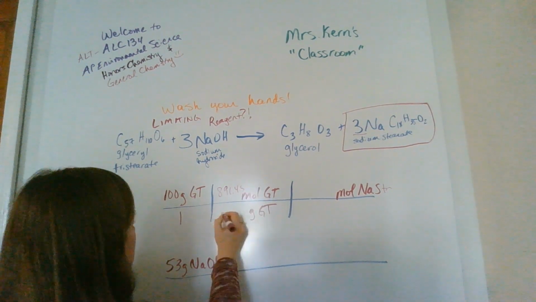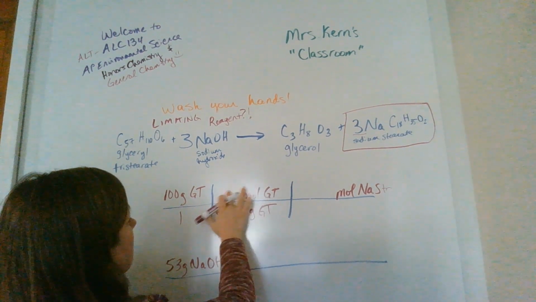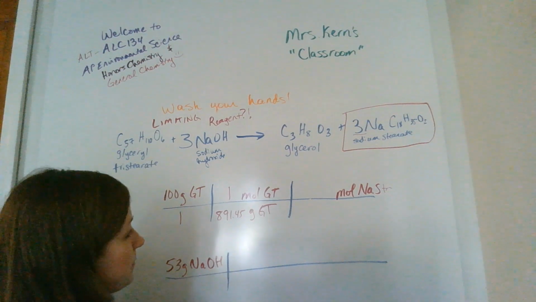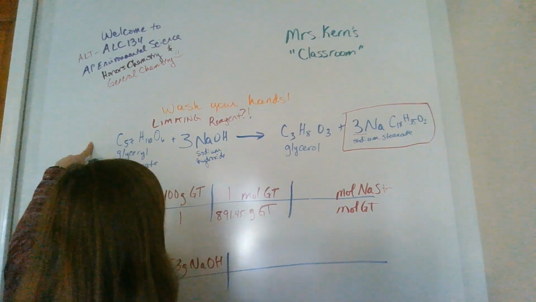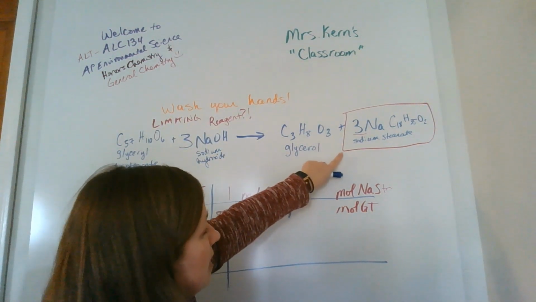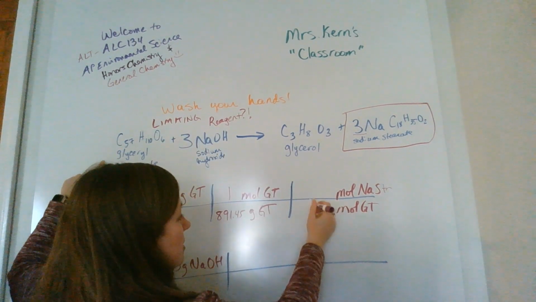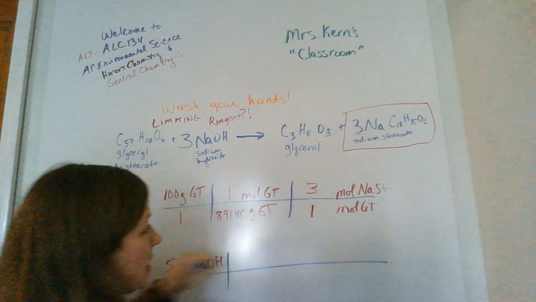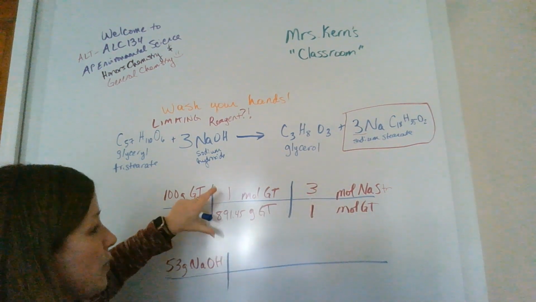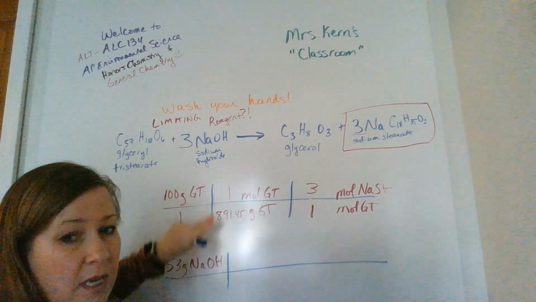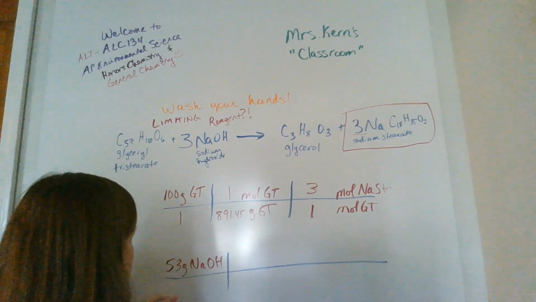Oops, I put it in the wrong spot, and that's grams. So that's the number of grams that are in 1 mole of that. And then down here we've got moles of glyceryl tristearate, and we're comparing it to moles of sodium stearate. This is in a 1 to 3 ratio. So 1 of this to 3 of this. If you're going between moles and moles, you get the numbers from the balanced equation. If you're going between moles and grams, the moles is 1, and the grams is based on the numbers on the periodic table, the molar mass.